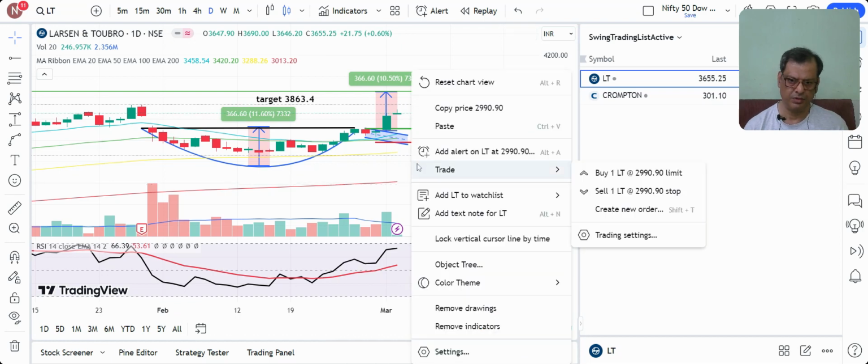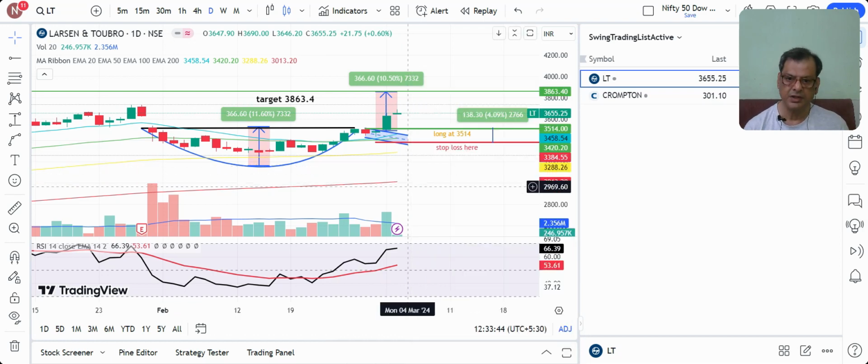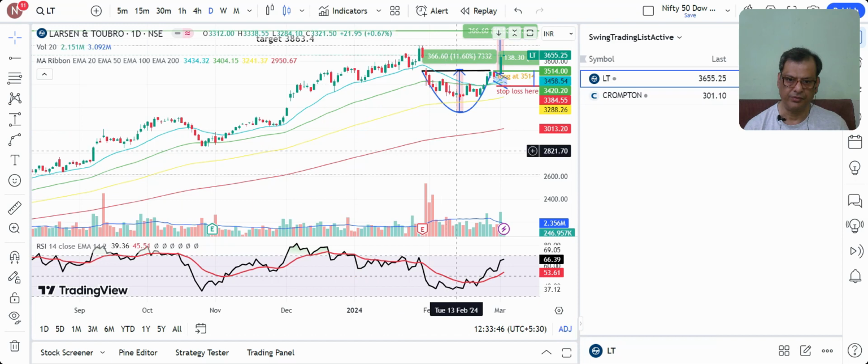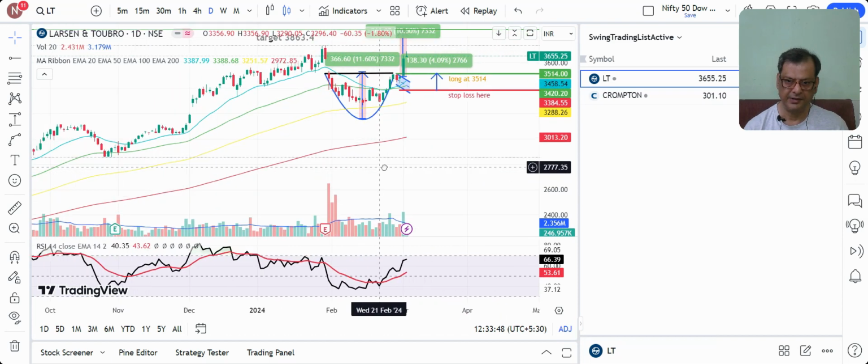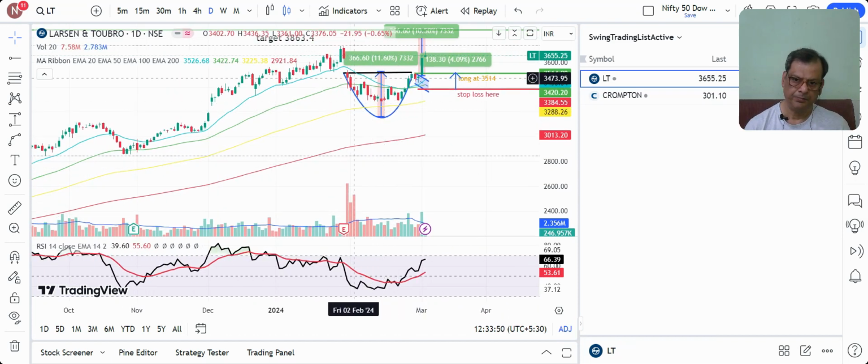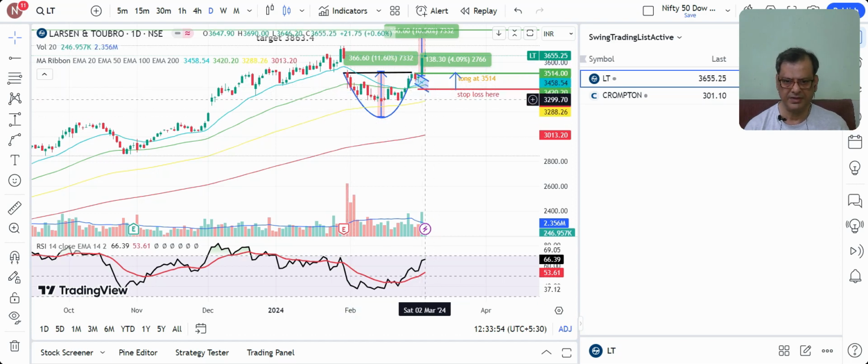I'll just save this and I'll do a reset chart view. So we get the proper thing here. This is how it looks. So you have your cup, you have your handle. Remember, friends, handle can be like this, handle can be straight also, but your handle definitely cannot be something which is pointing towards the sky.